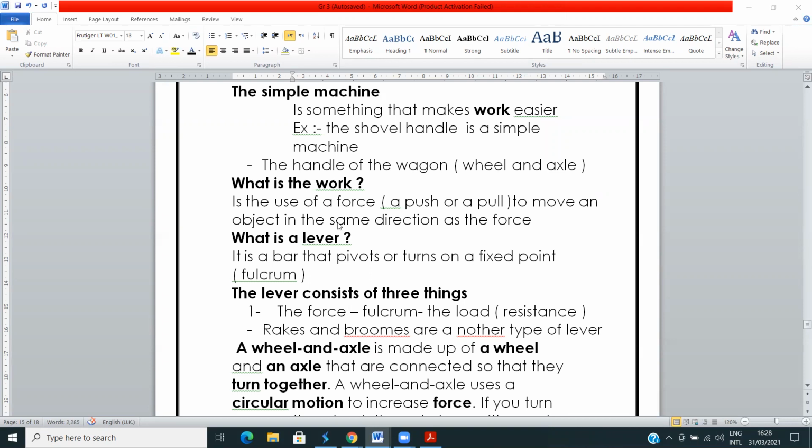Yasser. Okay. Yes, Mister. Give me an example of simple machine, Yasser. Yeah, simple machine. The shovel handle is a simple machine. Thanks a lot. Muaz, what is a simple machine? That's something that makes work easier. Yes. For example, the shovel handle is a simple machine. Thanks a lot, Yasser.